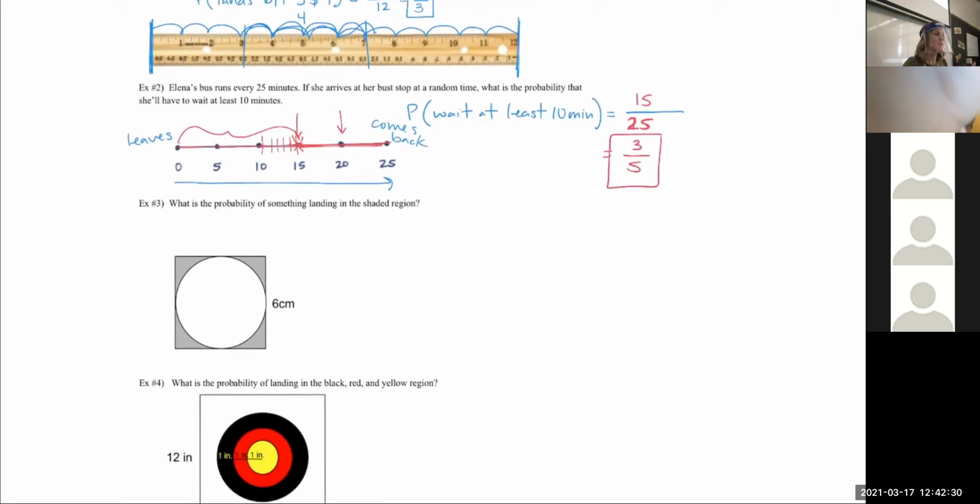3/5. Sometimes people like to write probability as a percent. That's fine. You would just divide that. 3 divided by 5 is 0.6. 0.6 as a percent is 60%. So it's a 60% chance that Elena has to wait 10 minutes or more for the bus to come. Does that make sense? Okay.